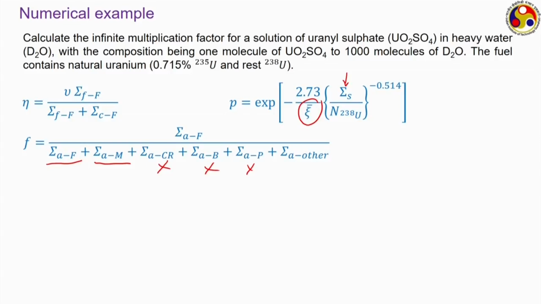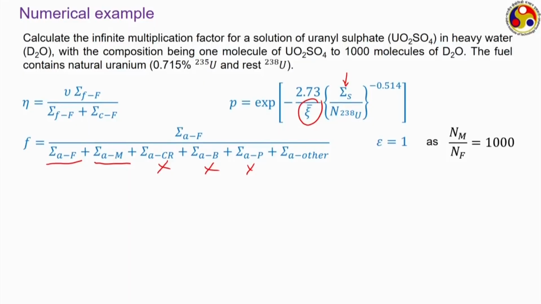It was mentioned earlier that when the ratio of moderator nuclei to fuel nuclei is more than 50, we can neglect any kind of fast fission and can take this fast fission factor to be equal to 1. Here this ratio is 1000, because for every fuel molecule we have 1000 molecules of D2O. So, we can take this fast fission factor to be equal to 1.